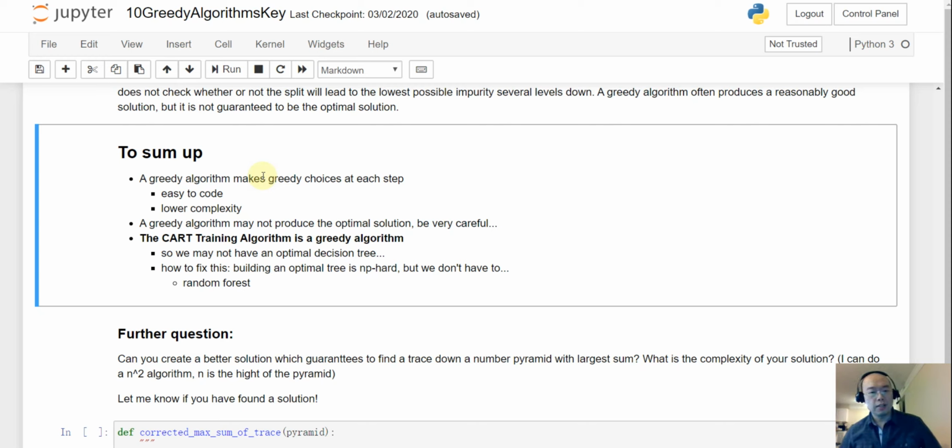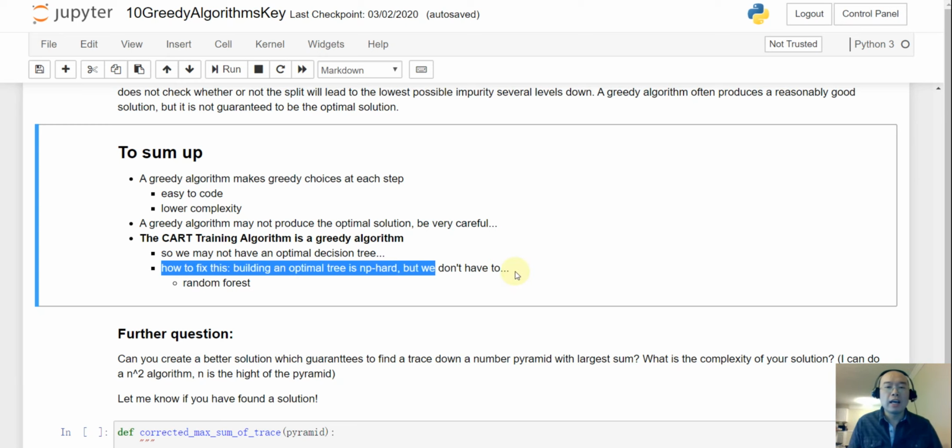So the next part: how do we want to fix it? Building an optimal tree is NP-hard. What is NP-hard? The short answer is that it cannot be solved in polynomial time, so finding an optimal tree is a computationally heavy task. And actually, we don't have to find an optimal decision tree. Why? Because the next topic we will cover is random forest.